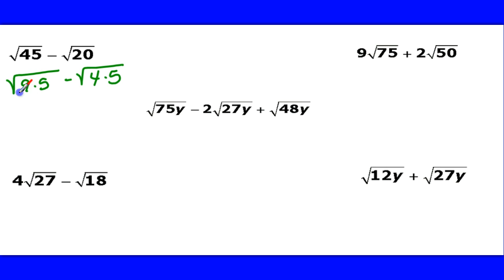I take the square root of 9, it comes out as a 3. So this becomes 3 radical 5 simplified. Take the square root of 4, that comes out as a 2. So this is 2 radical 5. So in reality, my problem is 3 radical 5s minus 2 radical 5s, which leaves me with 1 radical 5. So simplify the radicals first, and then combine your like radicals. Pause the video and do that.